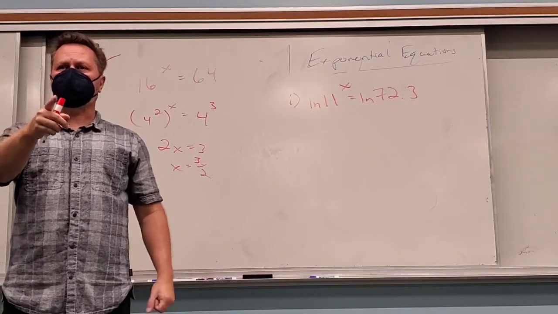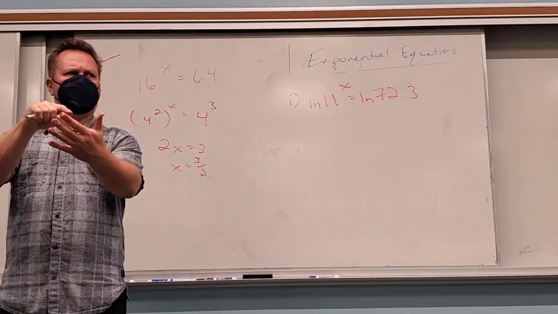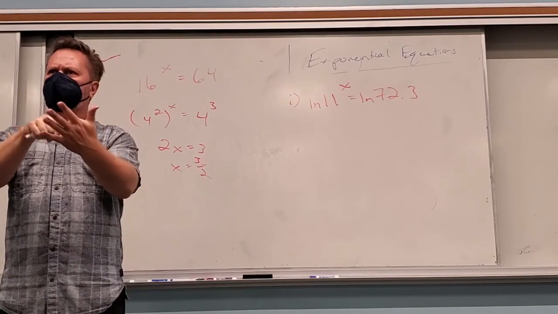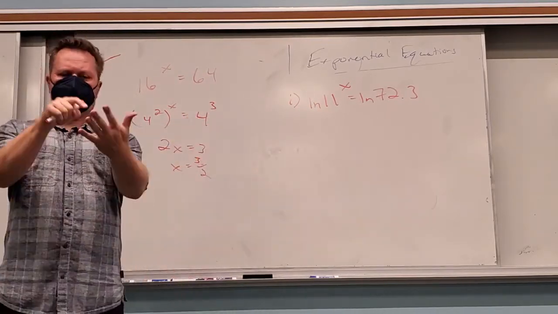Plus, if you happen to have your calculator, look at the face of your calculator. Don't you have log and ln? So you can very quickly figure out what those are. You can figure out what natural log of 72.3 is. It's right there, right?